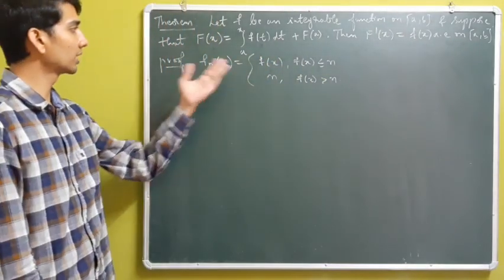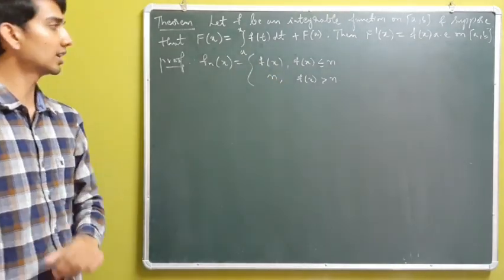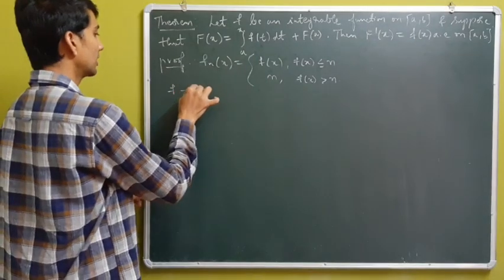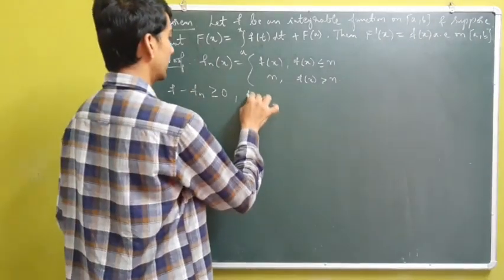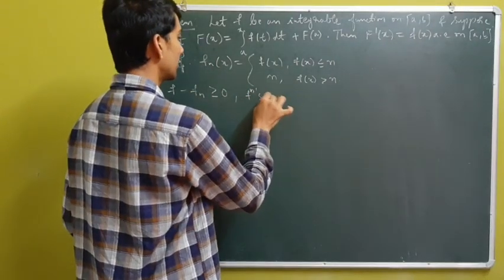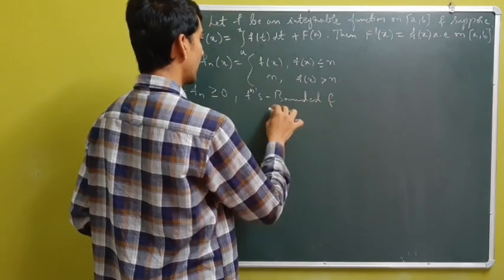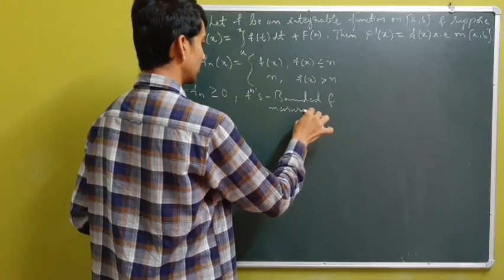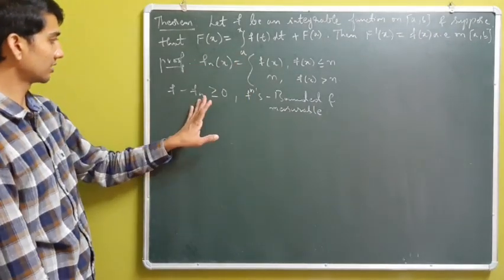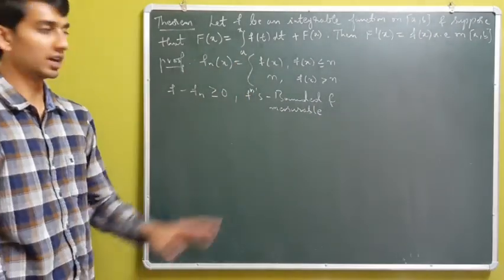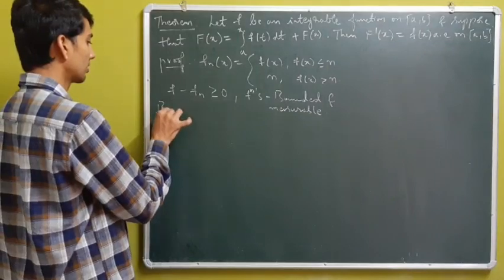So having defined fn of x to be f of x if f of x is less than or equal to n, and n if f of x is greater than n, clearly we have f minus fn to be non-negative, and the fn's are bounded and measurable functions. So clearly I have defined fn, f minus fn is greater than or equal to 0, and the fn's are bounded and measurable.